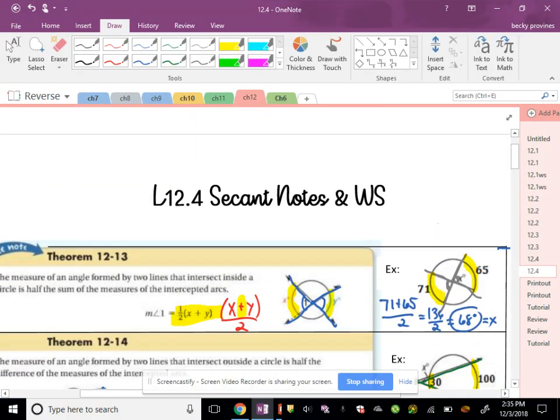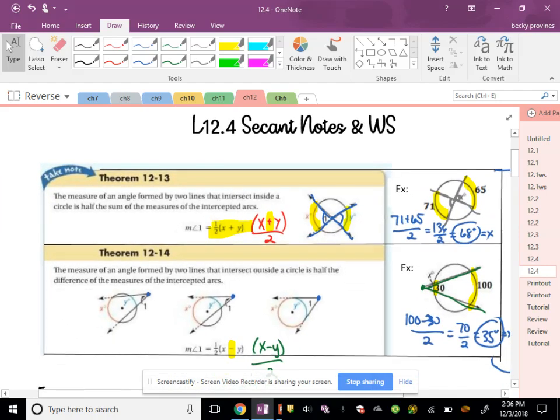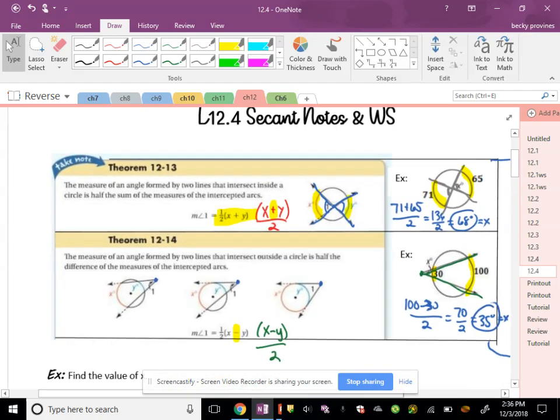Hi, today we're going to go over lesson 12:4 over secants. So we're going to start with, we have two rules. Now, what's happening is we have angles where the vertex is either just randomly inside of the circle or on the outside of the circle.